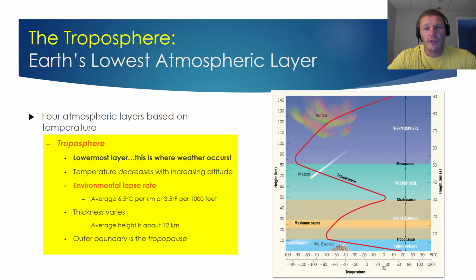Now, the thickness of the troposphere can vary, but on average it's roughly 12 kilometers high, or 7.5 miles high. And then once we reach the very top of the troposphere at roughly 12 kilometers, we've reached the outer boundary of this layer, and we call that the tropopause. If you go higher than the tropopause, you enter the next layer of Earth's atmosphere, which is the stratosphere.